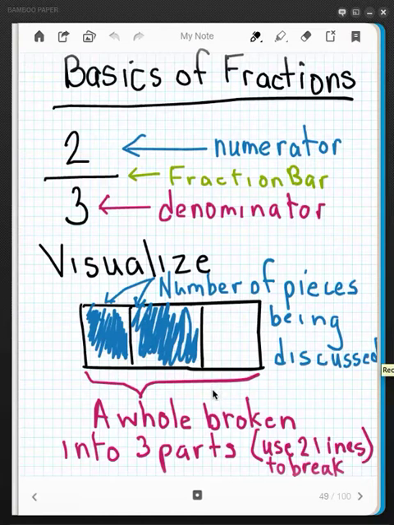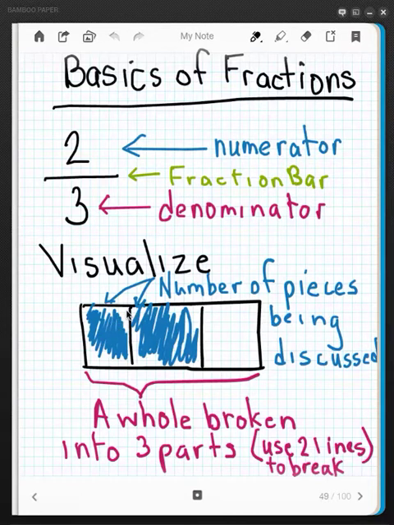In this video, we are going to be discussing the basics of fractions. To start off, let's talk about the parts of a fraction. The number in the top of a fraction is called the numerator. The number in the bottom of a fraction is called a denominator. The bar in between we call a fraction bar. It can also symbolize division.